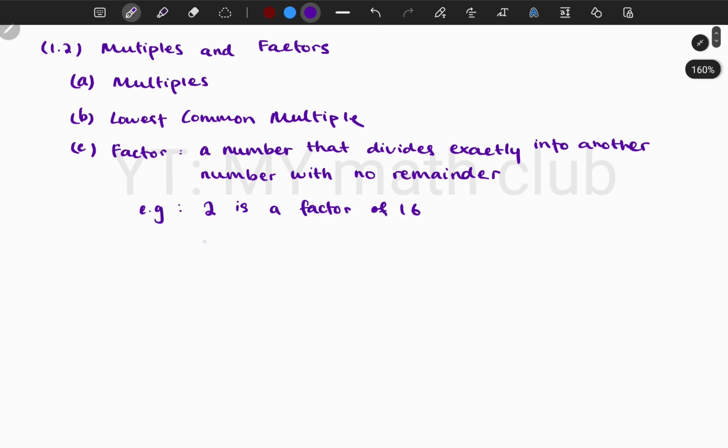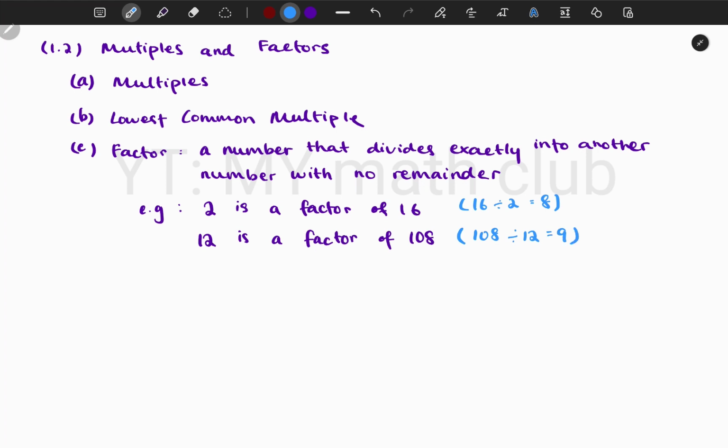So for example, 2 is a factor of 16, 12 is a factor of 108. What that means is that when you take 16 divided by 2, it is completely divisible and you will get a complete integer as an answer, which is 8. And then 108 as well is completely divisible by 12, which will give you 9 as an answer.